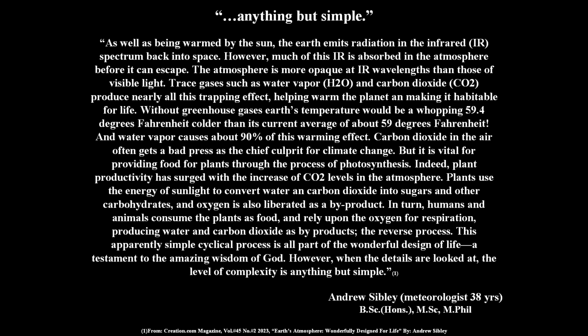Plants use the energy of sunlight to convert water and carbon dioxide into sugars and other carbohydrates. And oxygen is also liberated as a byproduct. In turn, humans and animals consume the plants as food and rely upon the oxygen for respiration, producing water and carbon dioxide as byproducts, the reverse process.